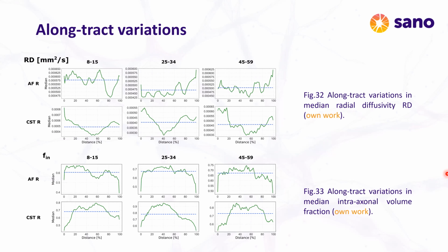The trend of changes in microstructural parameters is similar for the single fiber bundle in all age groups. And moreover, the changes in the values range observed with age are more visible. And in the case of radial diffusivity, the values are the lowest in the middle age group, and intra-axonal volume fraction of the SMT model shows an opposite trend. So in the central age group, the values are the highest.